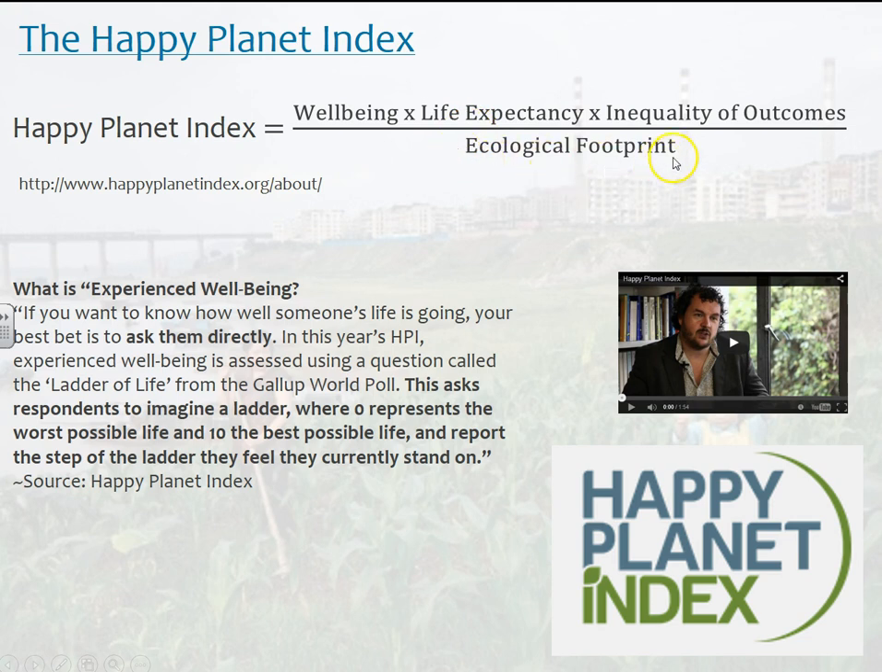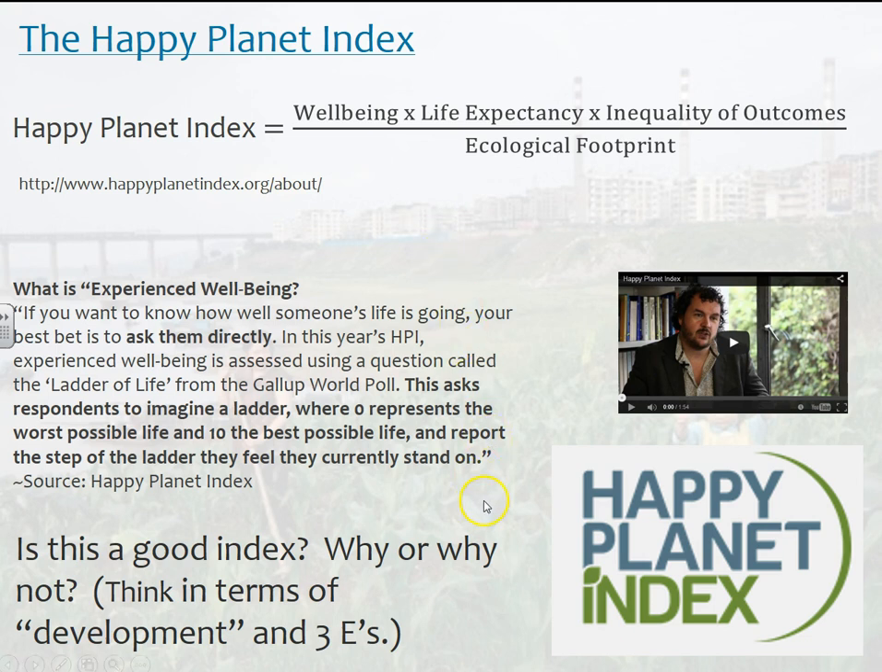But what's interesting is with your ecological footprint, so think about what happens if your ecological footprint goes up. If you're dividing by the ecological footprint, as that goes up, your Happy Planet Index score actually goes down. So it's meant as a way to adjust for environmental sustainability, at least in terms of your ecological footprint. Of all the indices that I've seen, this is the only one that actually includes ecological footprint in the calculation.